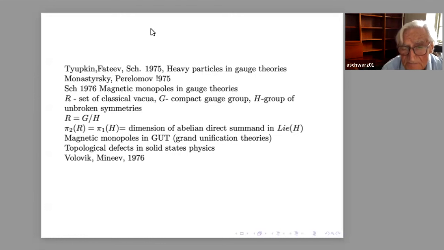And so you see that some transformations of group G are unbroken symmetries, and some of them are broken. And you can say that the set R is a quotient space of G with respect to this group H of unbroken symmetries.